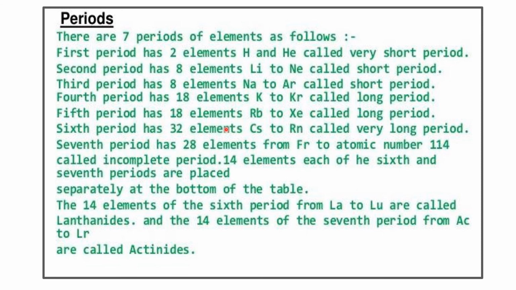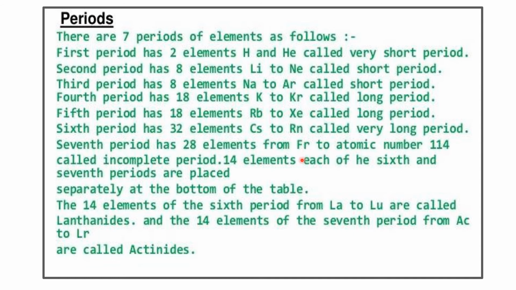The next is sixth period which has 32 elements with atomic number 55 and ending with the atomic number 86, radon. So here the elements in the sixth period are from cesium, Cs is cesium, to radon and it is known as very long period. So first period is known as very short period. 2-3 periods are known as short periods. Then 4-5 periods are known as long periods. Sixth period is known as very long period.